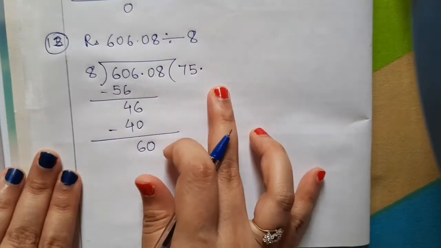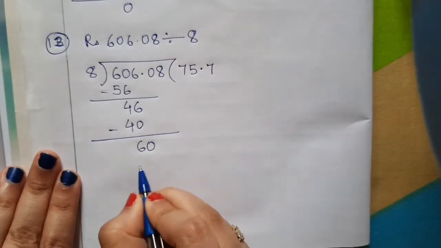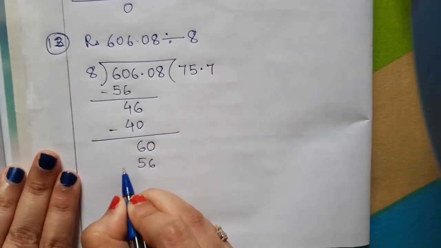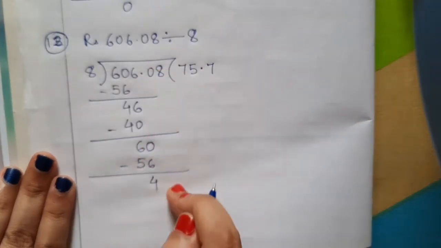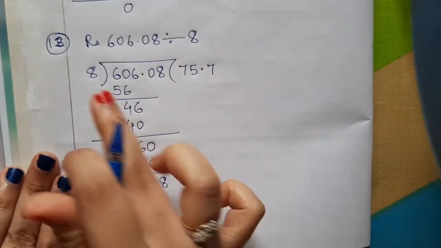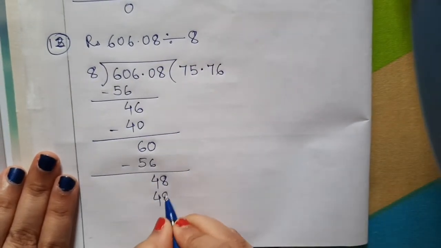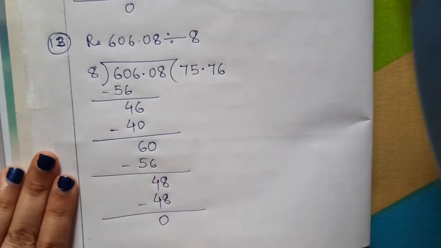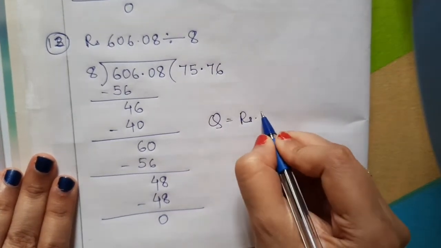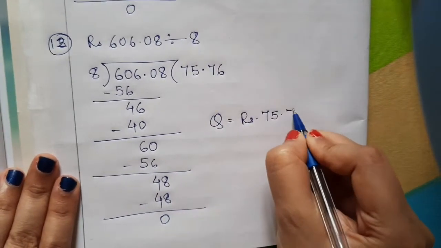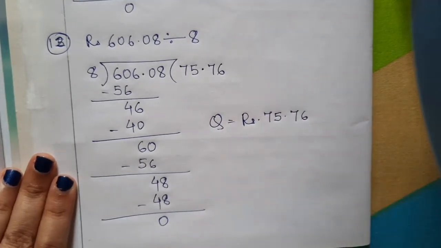8 fives are 40, 8 sixes are 48, 8 sevens are 56. Minus 56, minus 64. Now this 8 will come down. 8 sixes are 48, minus 0. So our quotient becomes rupees 75.76. Alright. Now let's solve another question.